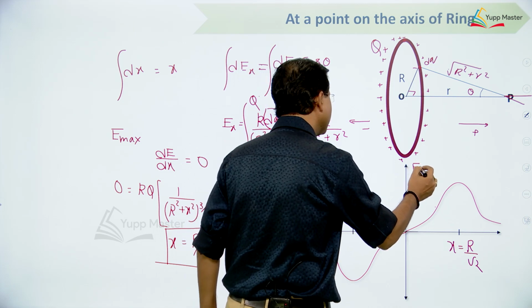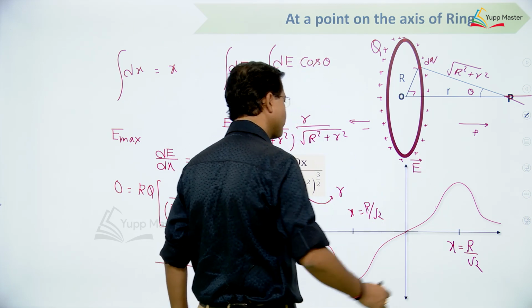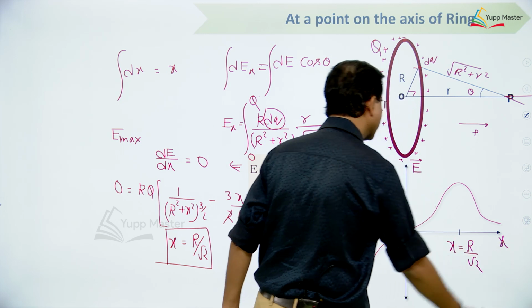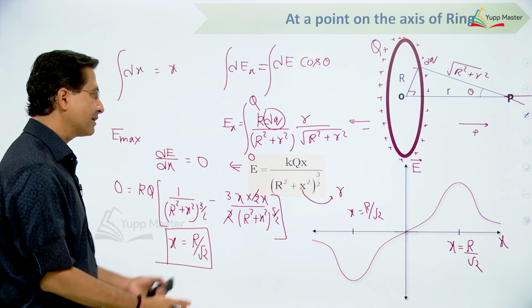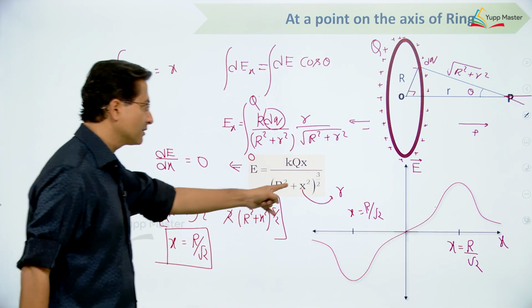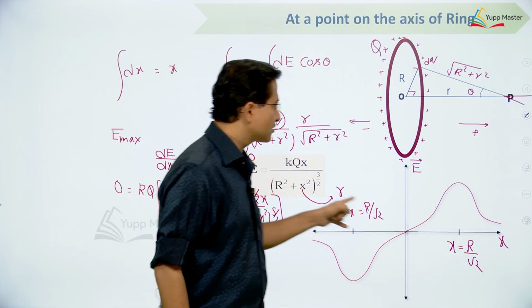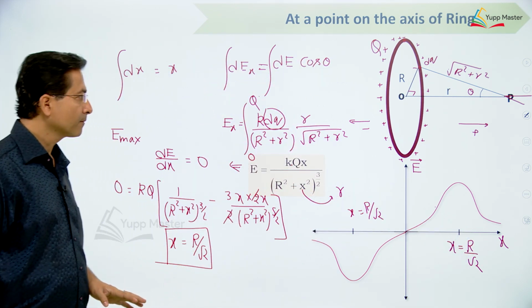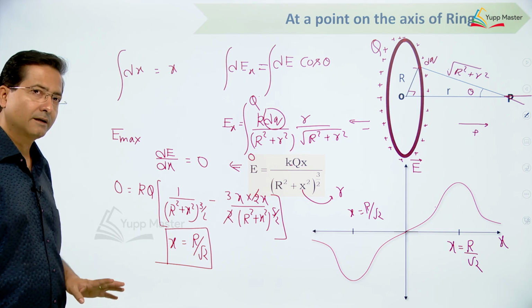This is the curve between field and distance from center of the ring. That can be x, that can be r. In this situation I am considering that to be x. So x is the distance from center of the ring. I hope this point is clear.